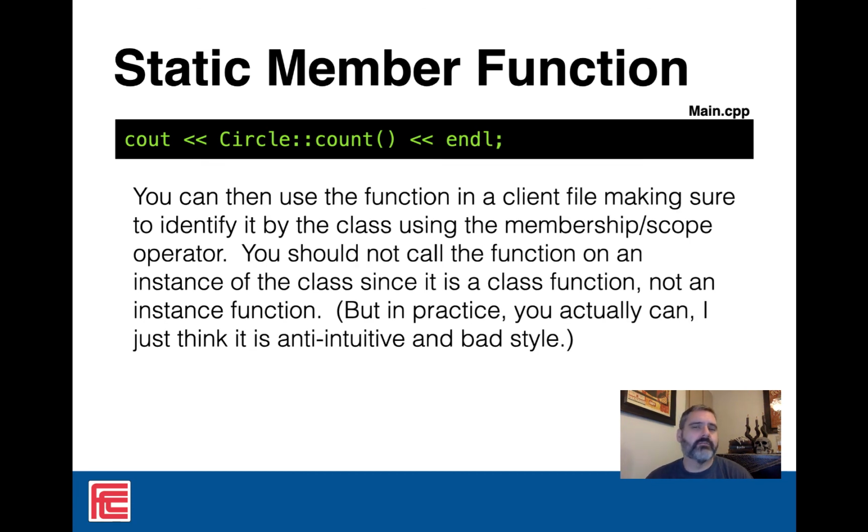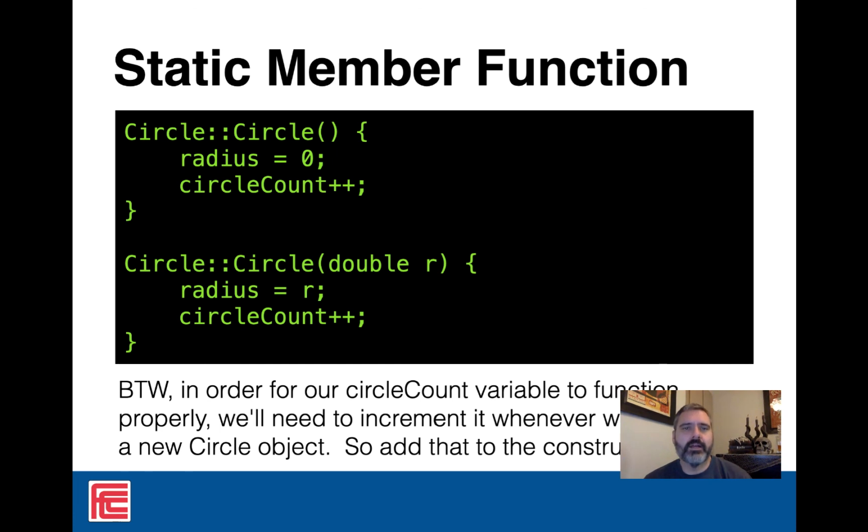Then, if I want to use it, I just use it the same way I did a static variable. Circle colon colon, and then I call the function count on the class rather than on an instance of the class. So now we're not using that dot notation, we're using that colon colon scope operator to show that I want the count that's a member of the Circle class. I don't want a different count because there may be, I don't know, a square count or a triangle count or something like that.